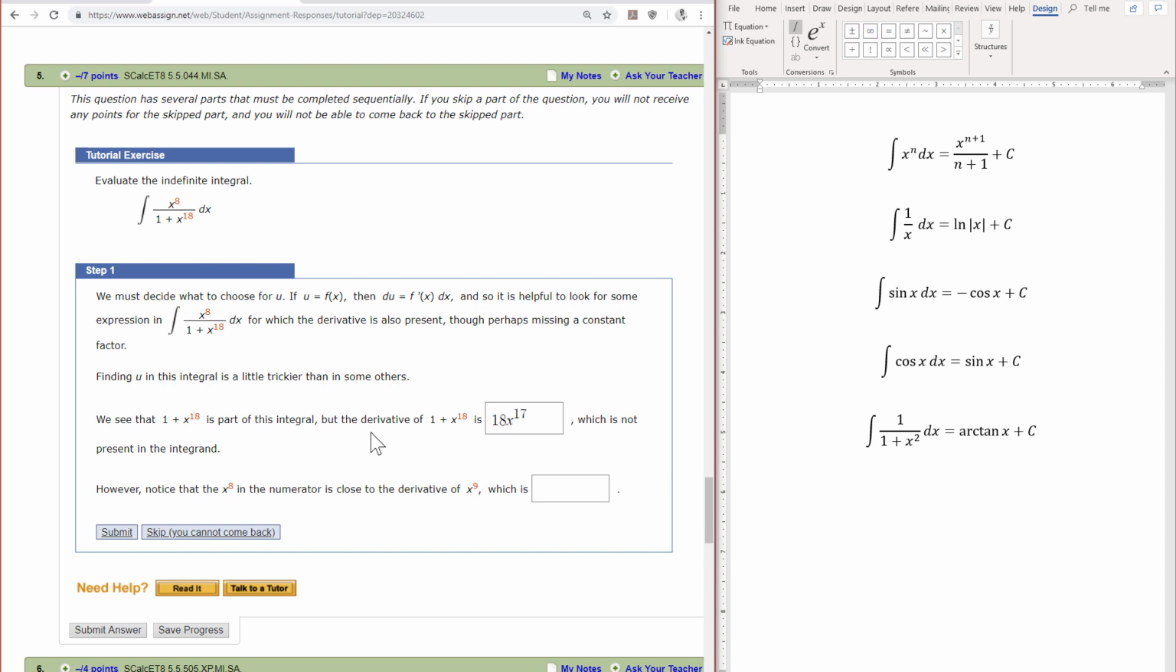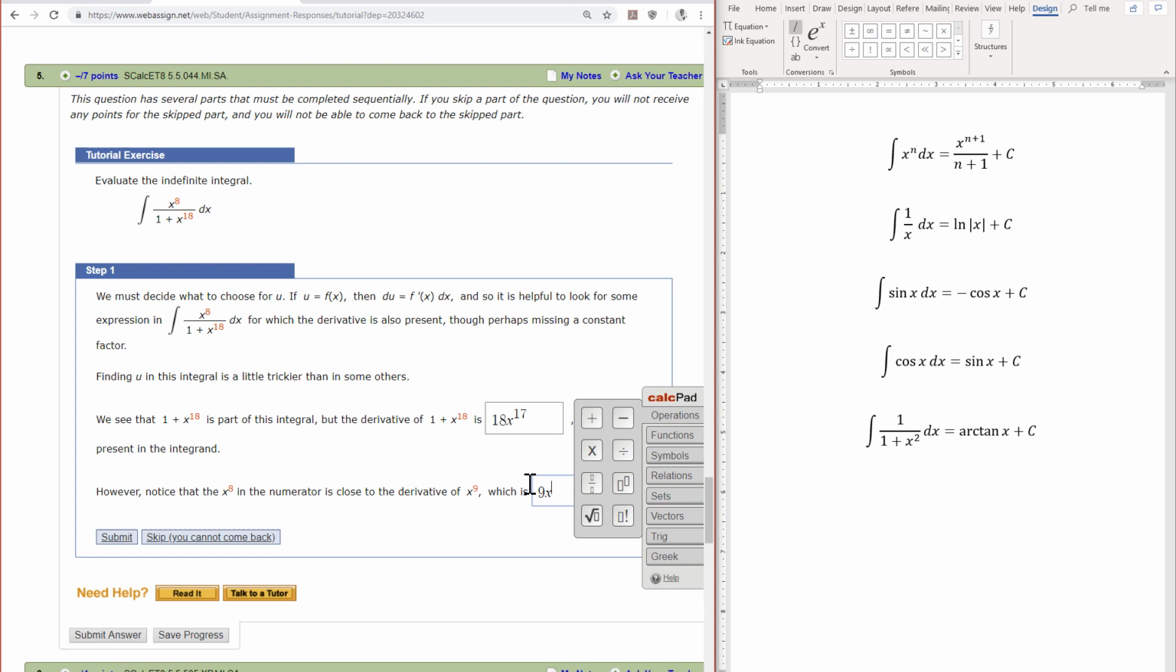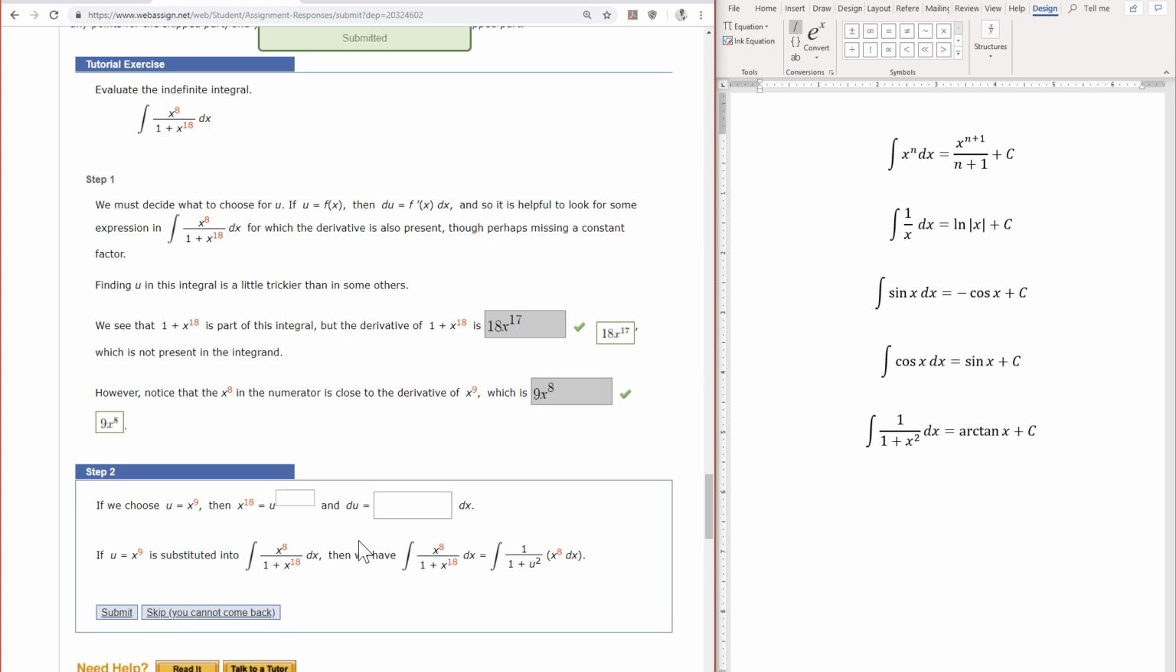We do have x to the 8th somehow, and if we can factor that in, the numerator is close to the derivative of x to the 9th. And I also want to point out this antiderivative that we have, where we have something to the second power. That something can be u, or can be t, or can be anything. So the derivative of x to the 9th is going to be 9x to the 8th power, and we see that x to the 8th is present there.